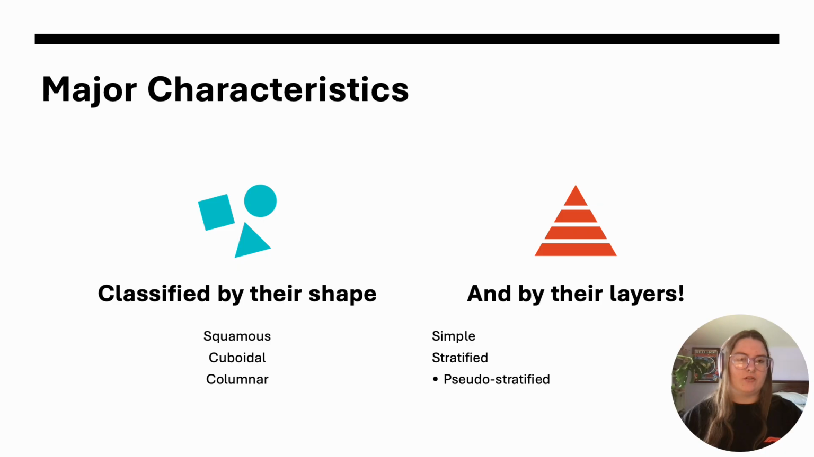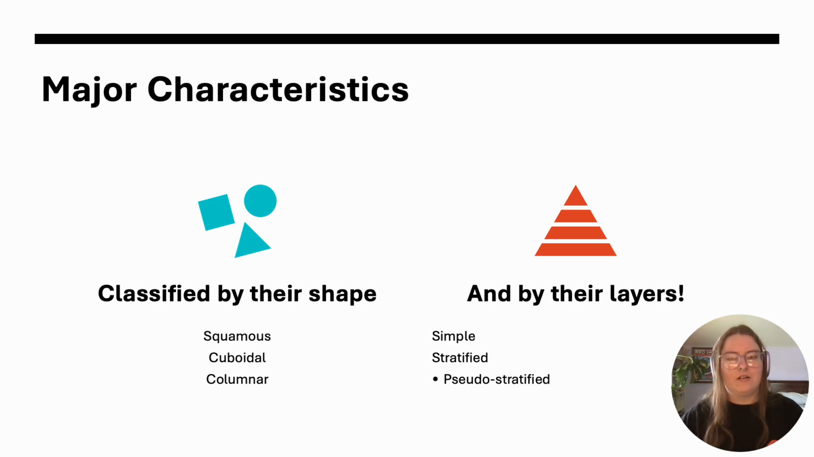So what are the major characteristics of epithelial tissue? Well, we describe epithelial tissue by their shape and their layers. When describing their shape, it is either squamous, which is fried egg shape, flattened and skinny, like this. There is cuboidal, which is boxy, like a cube. And there is columnar, which is rectangular and taller than they are wide, like a skyscraper.